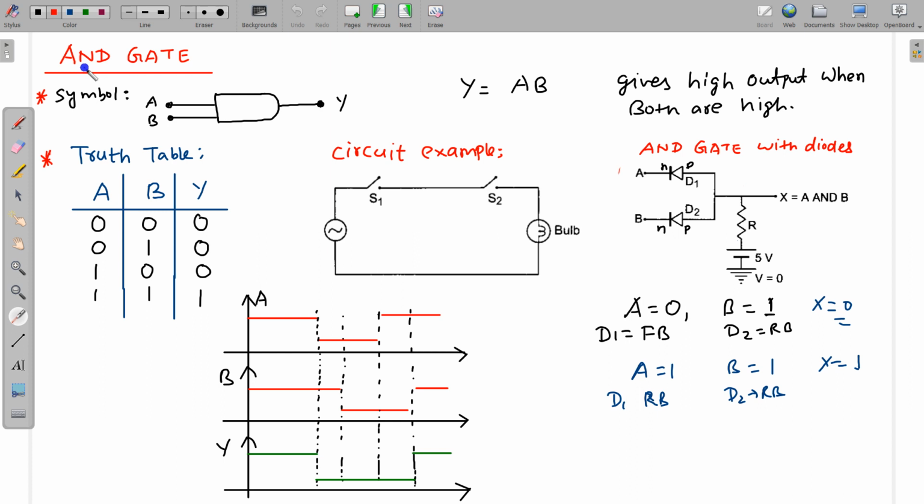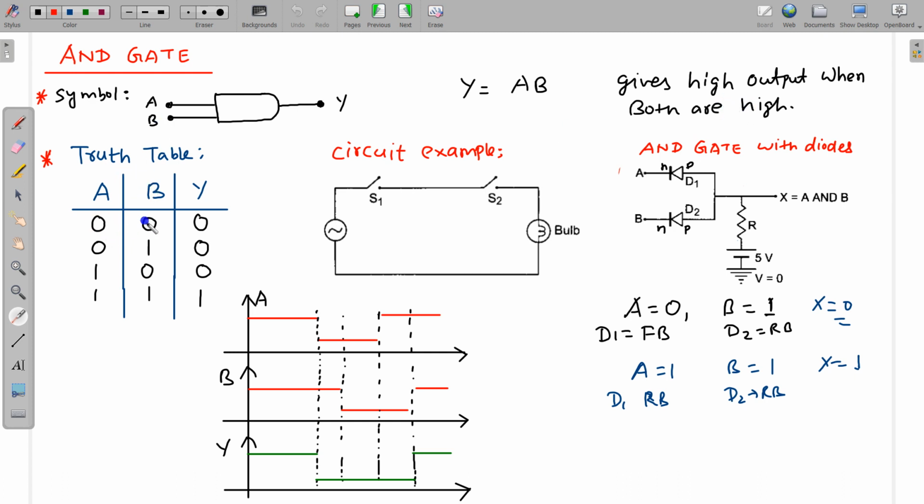Next, let us take the AND gate. The AND gate has a symbol like this. It has two inputs, A and B, and Y is the output of this gate. In Boolean algebraic notation, Y is equal to AB, Y is equal to A into B. It gives high output when both are high. So the truth table will be like this.